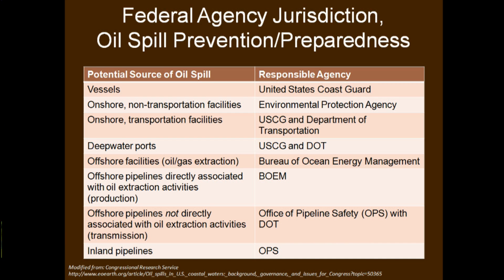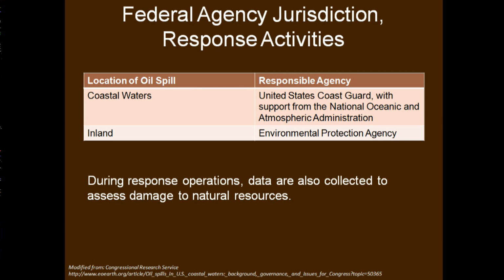Once an oil spill has occurred and we go into response activities, thankfully it's much simplified. In coastal waters, it's the U.S. Coast Guard with support from the National Oceanic and Atmospheric Administration, or NOAA. Inland spills are the Environmental Protection Agency. NOAA provides support to the U.S. Coast Guard because NOAA also employs scientists and researchers, so they can provide guidance in the response activities based on data that they are collecting at the time.